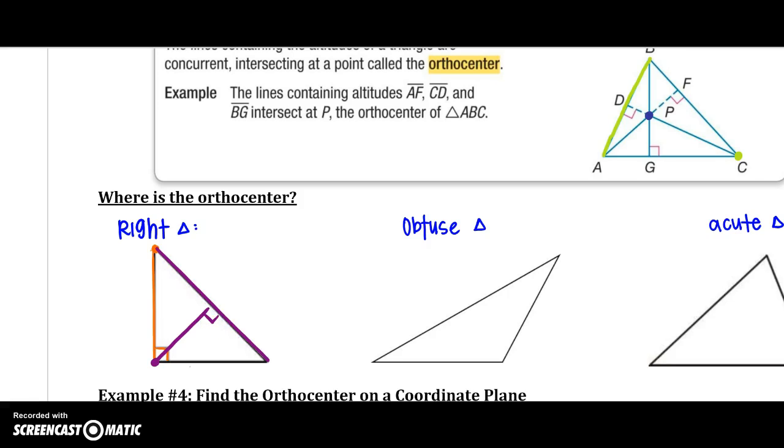And then my last altitude, I'm going to go from this vertex to the opposite side. I'm just going to dot this one because I don't want you to think it's the line. So from the vertex to that dotted line. And notice where my orthocenter is. It's actually on the triangle, which is on the vertex at a right angle.